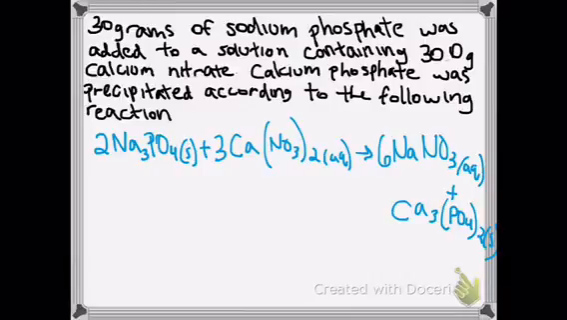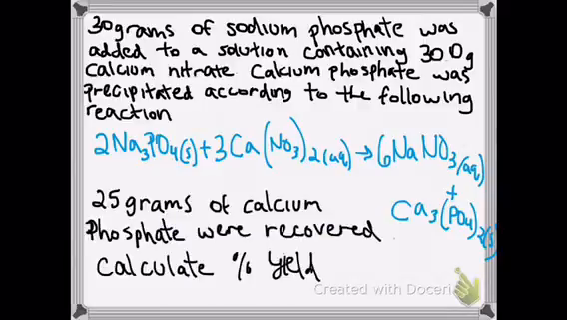2Na3PO4 plus 3CaNO3 turns into 6NaNO3 plus 1Ca3PO4. Next, it tells us that 25 grams of calcium phosphate were recovered. It's telling us that now we need to calculate the percent yield.